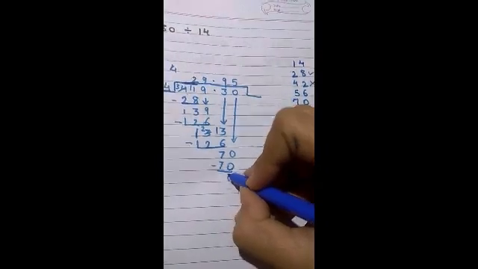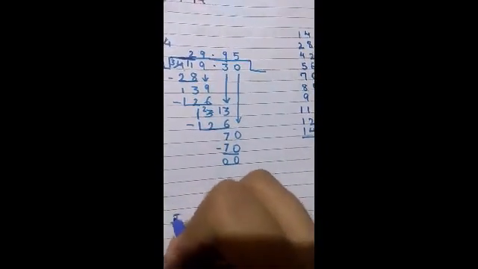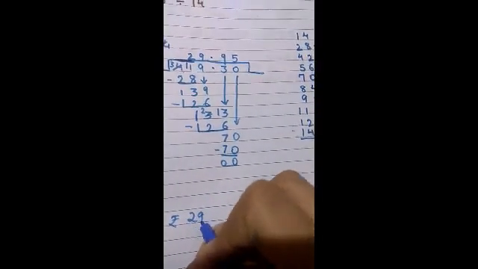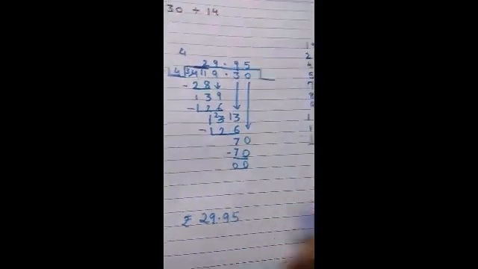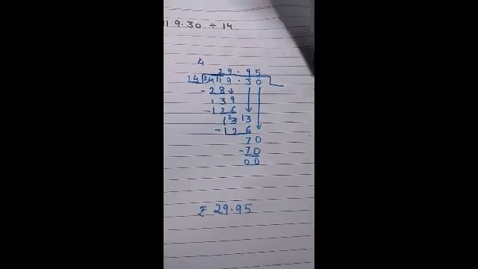0 minus 0 will be 0. 7 minus 7 will be 0. So the amount that you got after dividing is rupees 29 and 95 paise. Did you understand this? Yes.